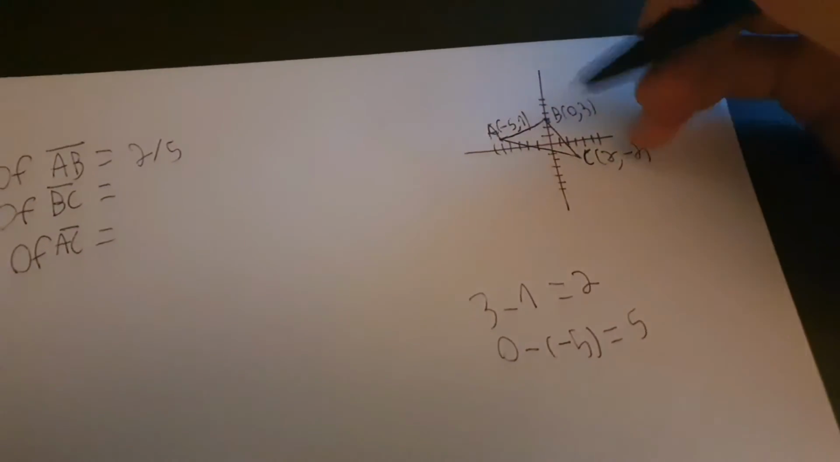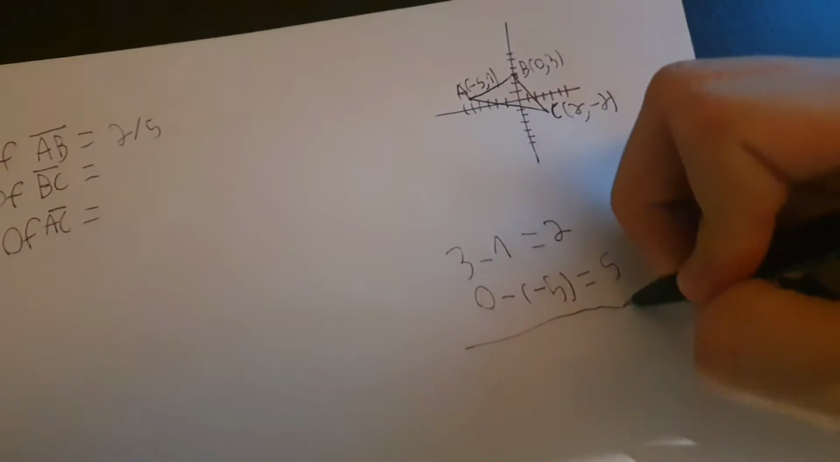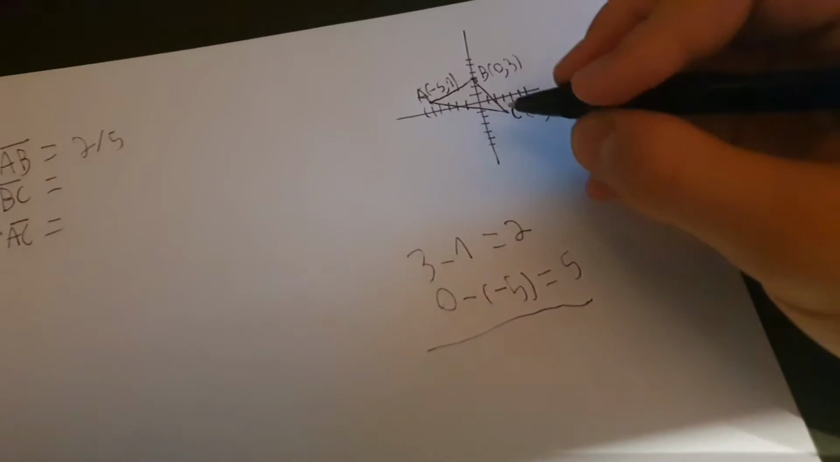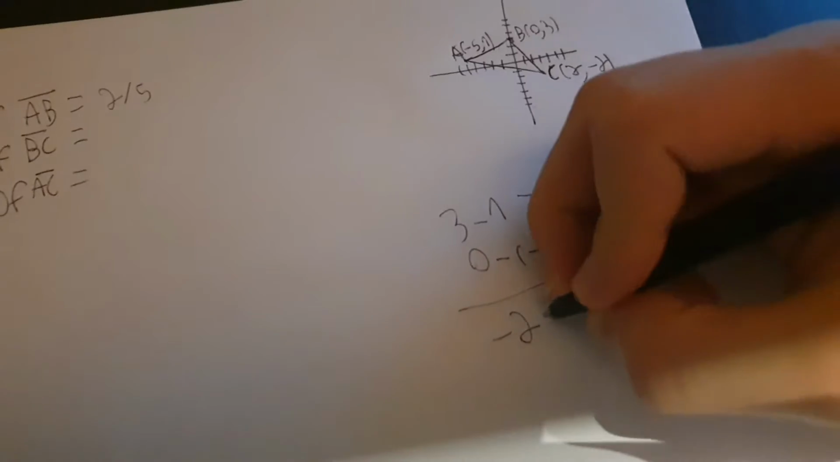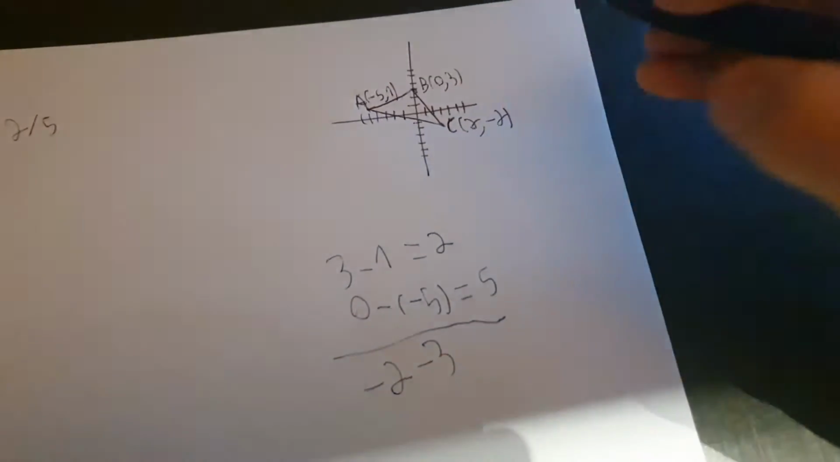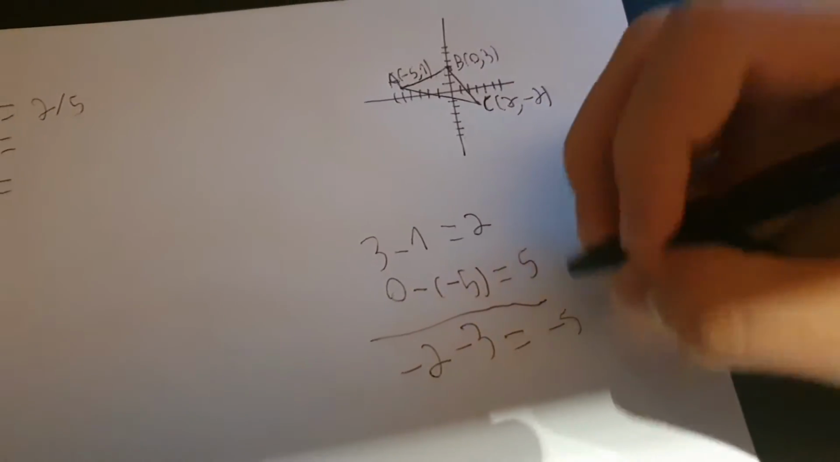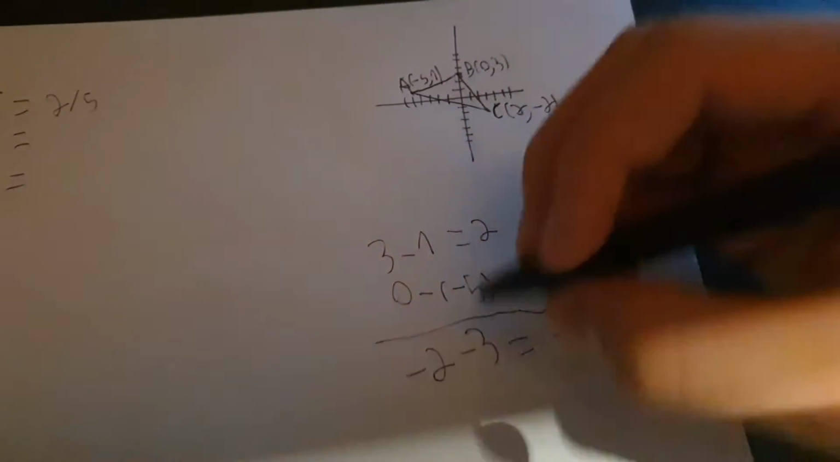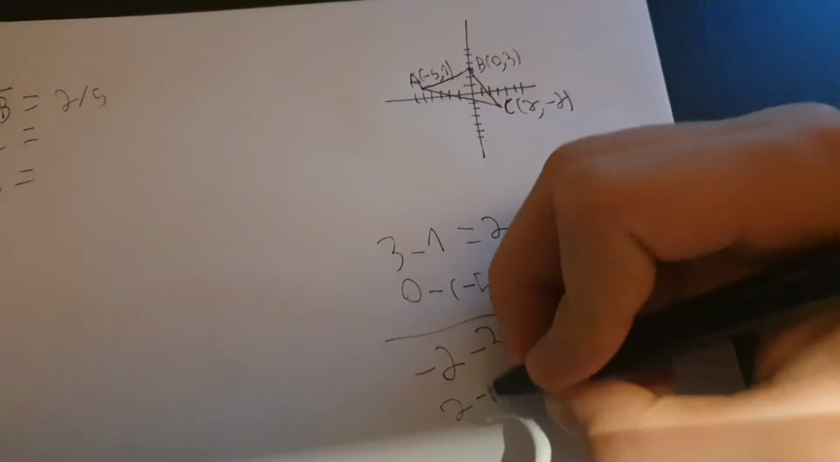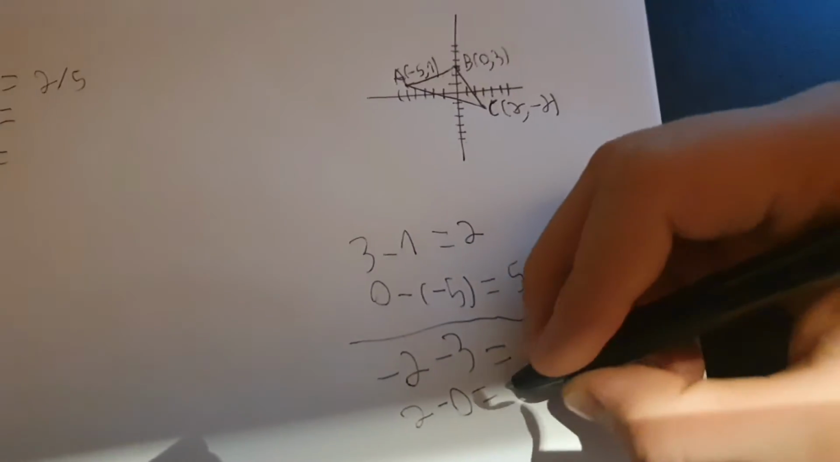Then slope of segment BC, here and here. So we're gonna do the same thing. So this and this, so negative 2 minus 3, right? And which is going to be negative 5. And x coordinate minus x coordinate, 2 minus 0, it's just 2. So this is negative 5 over 2.